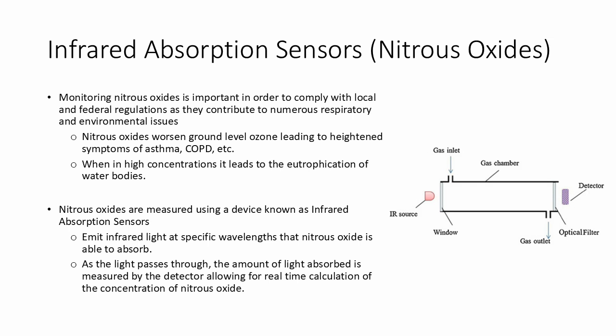These sensors emit infrared light at very specific wavelengths that nitrous oxide is able to absorb. As the infrared light travels through the air, the amount absorbed is measured by a detector, allowing for real-time calculations of the nitrous oxide concentrations. This monitoring is essential not only for regulatory compliance, as said before, but also for making informed decisions to improve air quality and protect public health, which our study sets out to do.